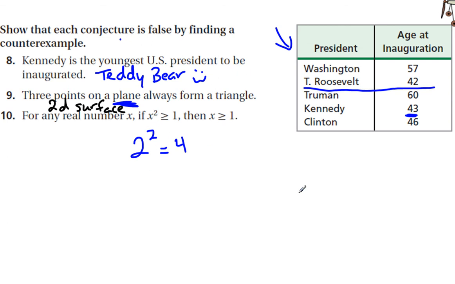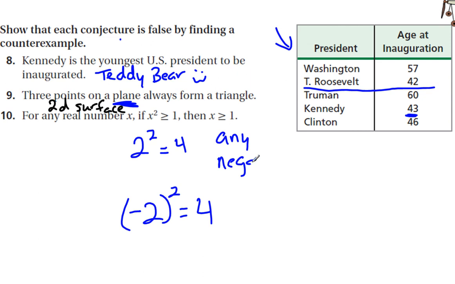Well, think really hard. What about the entire other side of the number line? What if we say -2 squared? What does that equal? Well, that still equals 4. So x squared is still greater than or equal to 1 if x is -2, but x is definitely not greater than 1 because it's negative. So our counterexample here, we could put -2, we could put any negative integers to sound fancy. As long as x is -1 or less, this first part will still be true.